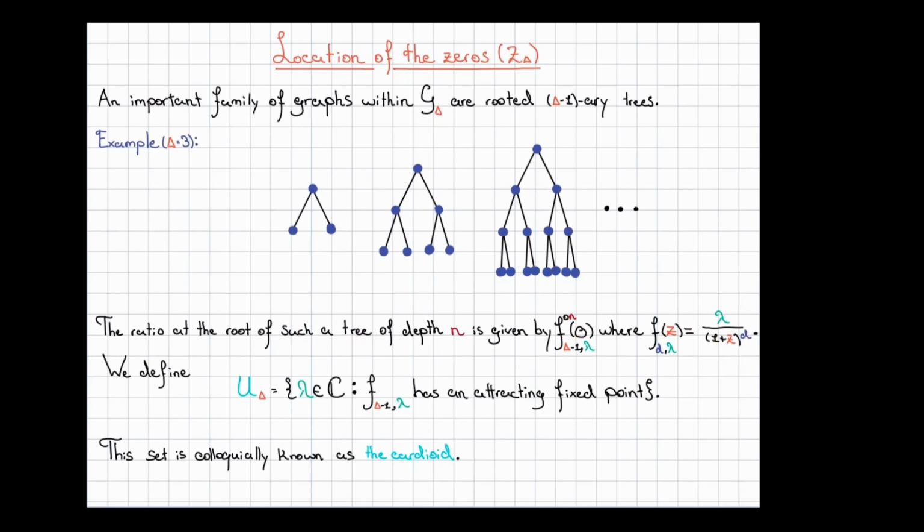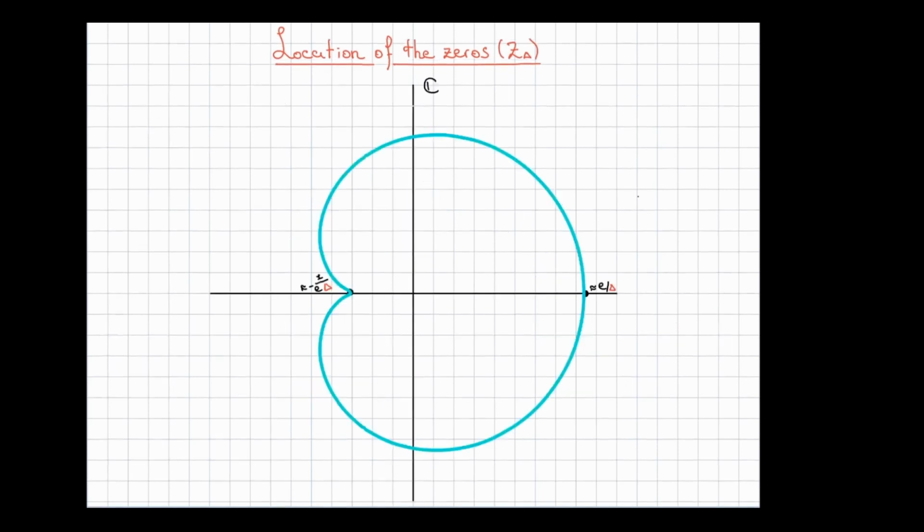And we have the set which we always call the cardioid. U delta is where this rational map has an attracting fixed point. And this is our main picture, so it looks something like this. Inside this cardioid, we're looking at the complex plane, and this rational map has an attracting fixed point. It intersects the real line in two parameters, which are rational functions of delta, but they're approximately minus 1 over e times delta and e divided by delta.